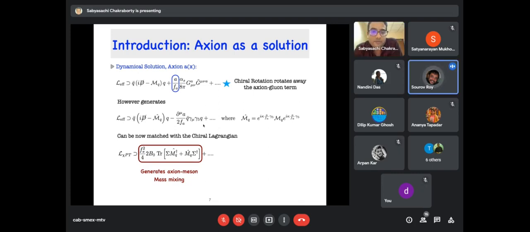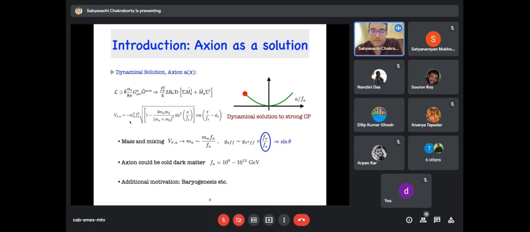Oh, so the chiral rotation, how does it work actually? This is involving only gluons, gluonic phase, right? That's right. So under chiral rotation, the axion is not invariant. The measure of the axion gives you GG dual, and that GG dual cancels this A over FA GG dual which we start with. I see. Okay.